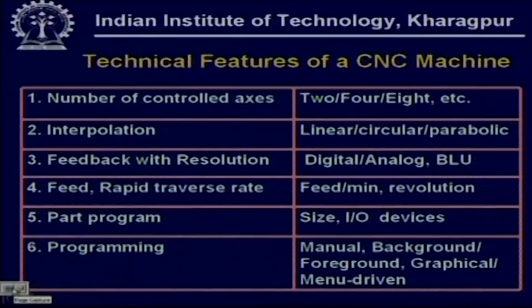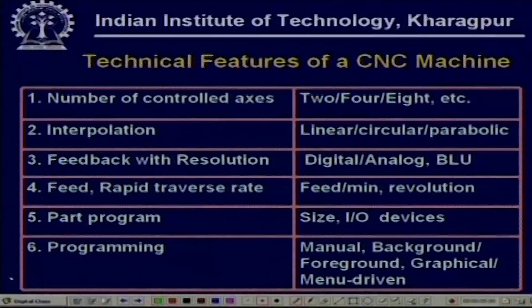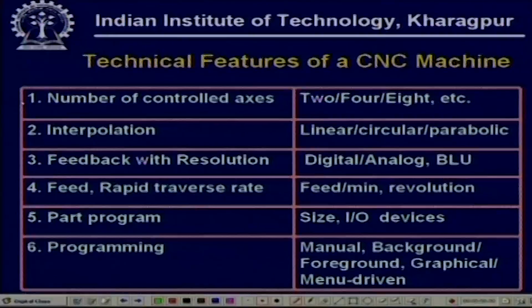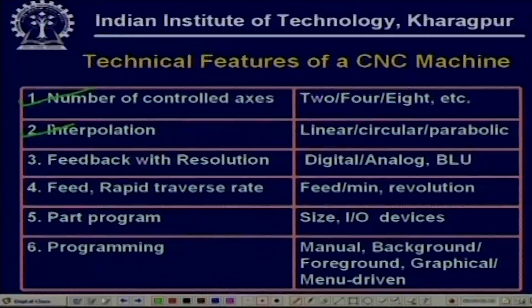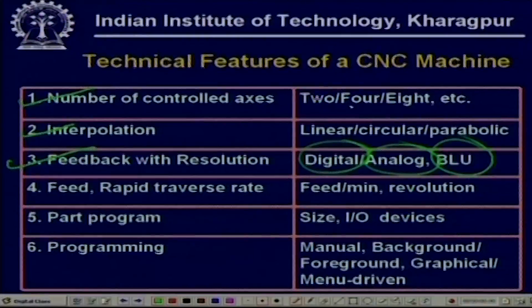CNC machines are typically characterized or classified by a number of features. Some of them are mentioned here. You have the number of controlled axes, so 2 or 4, and the same machine may have a number of controlled axes. What kind of interpolation you are doing, whether it's linear, circular, or parabolic, etc. Then what kind of feedback you are using, whether digital feedback or analog feedback, and what is the basic length unit.